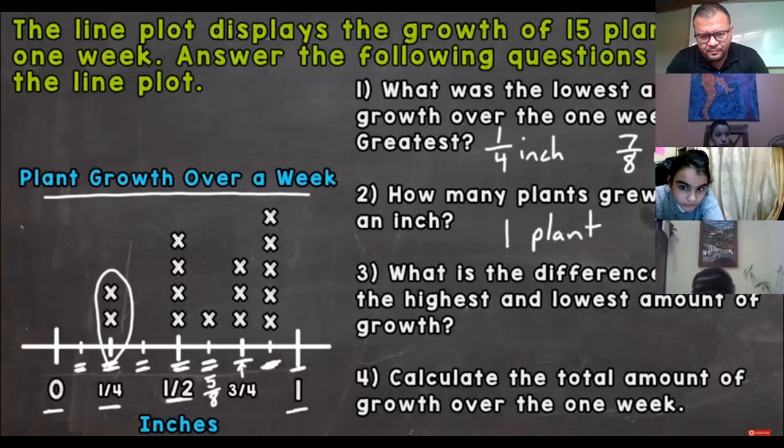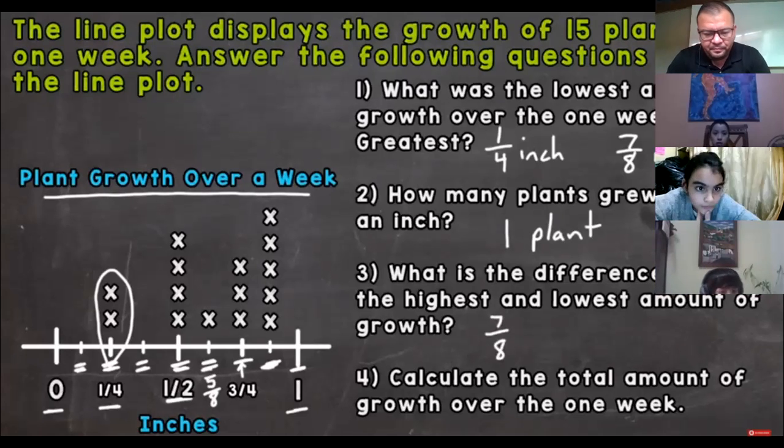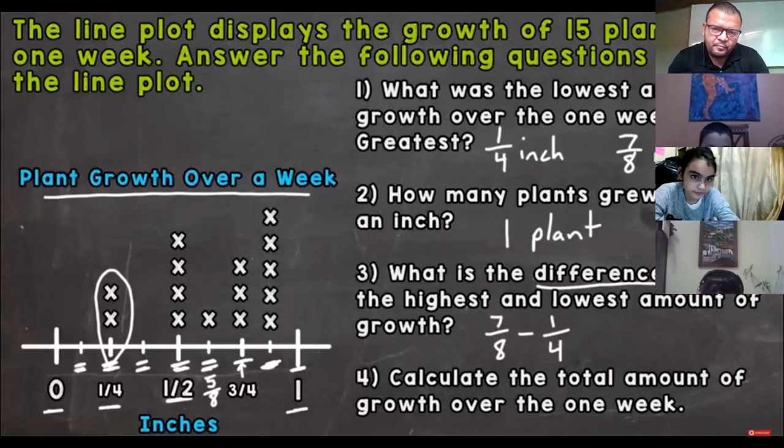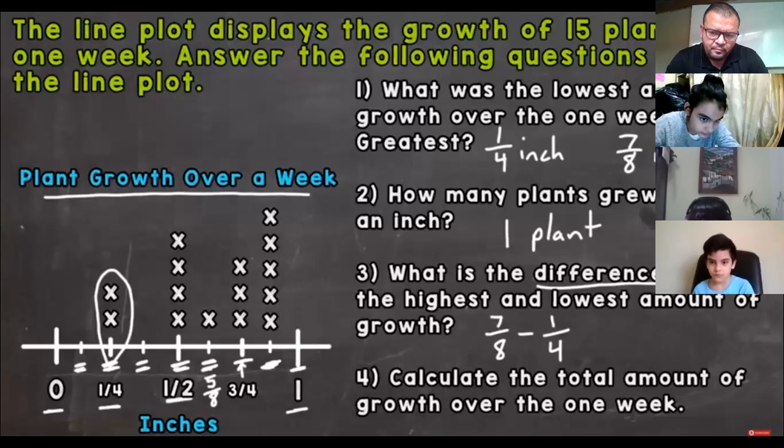Number 3. What is the difference between the highest and lowest amount of growth? Well, the highest amount of growth, if we remember, was 7/8 of an inch. And the lowest amount of growth was 1/4 of an inch. So to find the difference, we need to subtract 1/4 from that 7/8. Now, thinking back to subtracting fractions, we need a common denominator. And the common denominator for an 8 and a 4 is an 8.